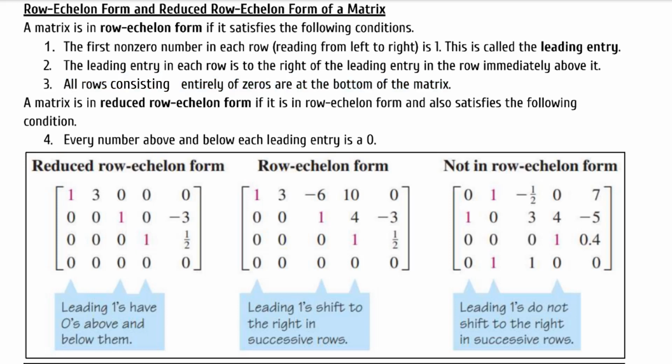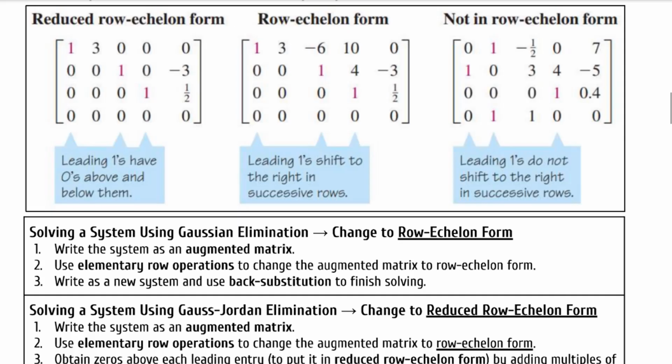A matrix is in reduced row echelon form if it is in row echelon form and also satisfies the following condition. Every number above and below each leading entry is a 0. Here are some examples. The first is in reduced row echelon form. Leading ones have zeros above and below them, and shift to the right in successive rows. The second is in row echelon form. Leading ones shift to the right in successive rows and have zeros below them. The third is not in row echelon form, because the leading ones do not shift to the right in successive rows.